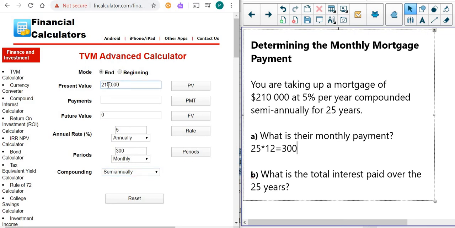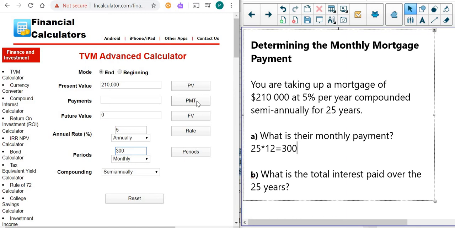So now we have present value. Notice it's positive. That means the bank is actually giving this money to you. Well, sort of. The money is not actually given to you. The house, the property that you're purchasing, is actually given to you. The payment we're looking for, future value, you want to pay that off after 25 years. And interest rate is 5%. Period is 300. That's how many times you're going to be paying that monthly fee. And semi-annually is by law twice per year compounding interest.